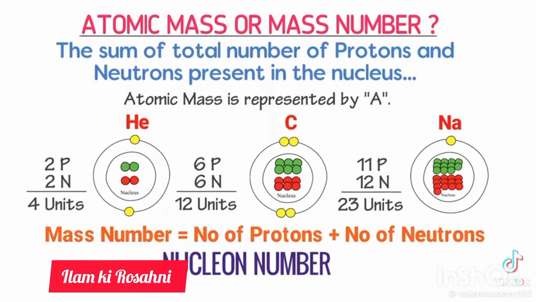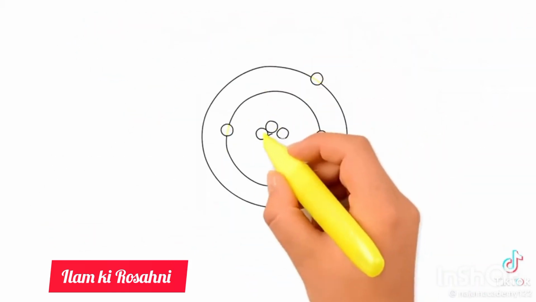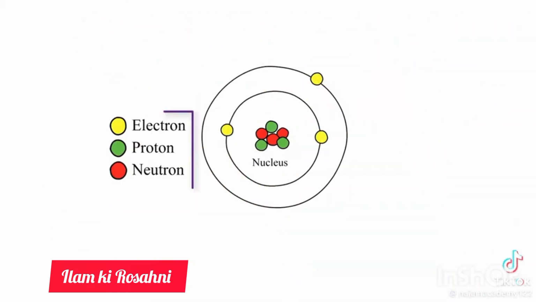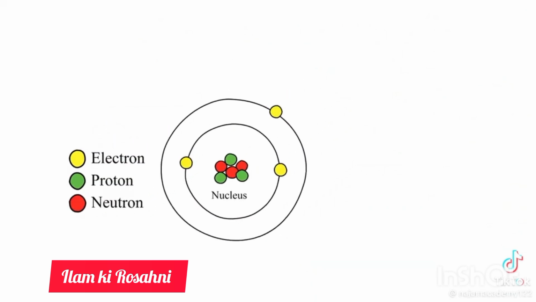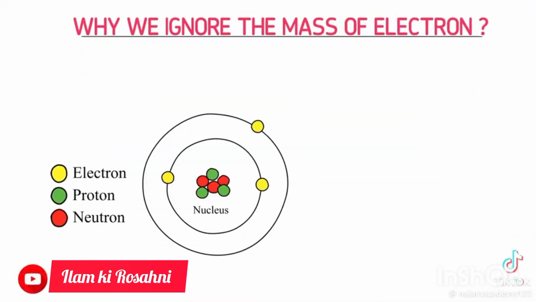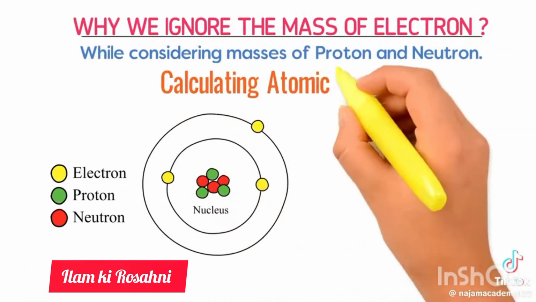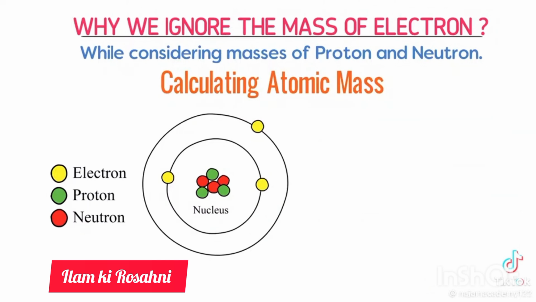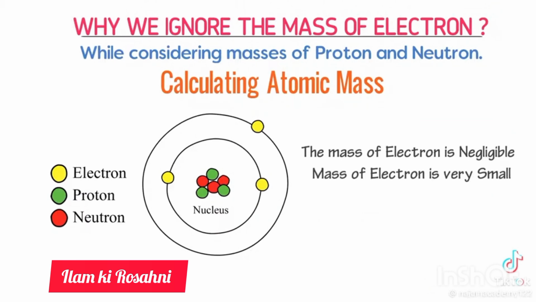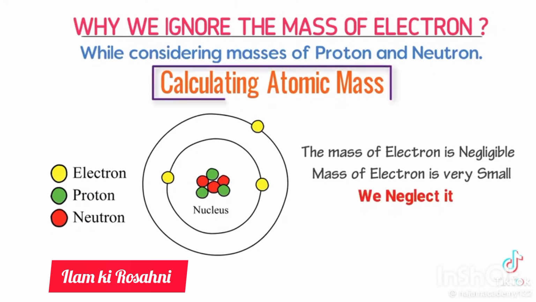Now let me ask you, we know that an atom is made up of 3 subparticles: electron, proton and neutron. Why do we ignore the mass of electron and consider the masses of proton and neutron while calculating atomic mass? Can you guess the answer? Well, it is very easy. The mass of electron is negligible. Or you can say that the mass of electron is so small that we have to neglect it. Therefore, while calculating atomic mass or mass number, we neglect the mass of electron.